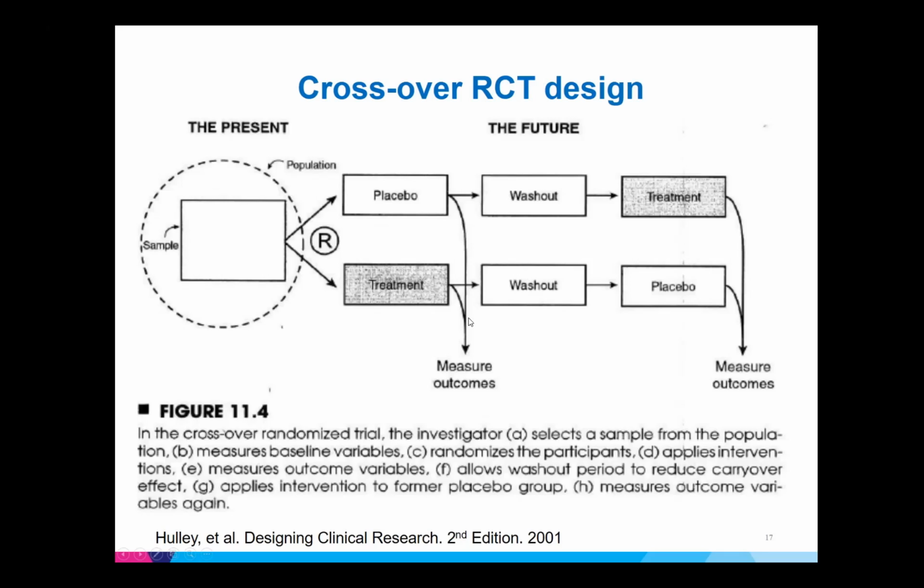What this allows is that when you get them to the washout period, you're able to measure some outcomes. So this allows for data here, and this allows for data here after washout. Both arms do receive the treatment, but at different times. And this washout period allows you to see outcomes. It also allows you to have an increased sample size.